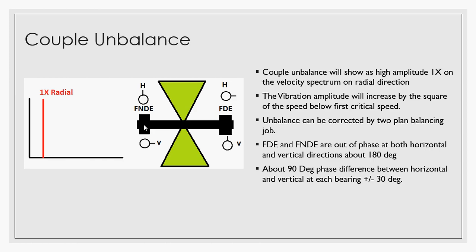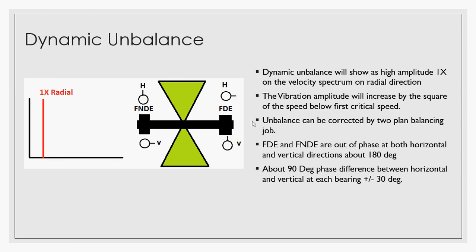The fan drive end and the fan non-drive end will be out of phase about 180 degrees in both horizontal, as you can see, and in vertical as well. Also, when we talk about the horizontal to vertical direction on the same bearing, or on each bearing, you will find that the phase difference is about 90 degrees plus or minus 30 degrees, same as the static imbalance.